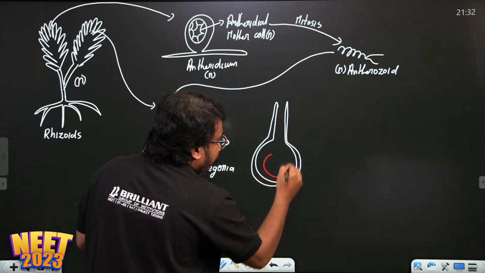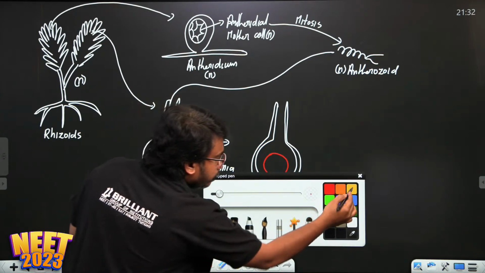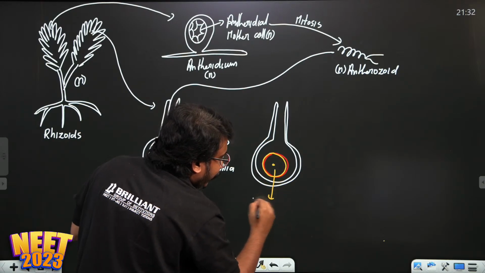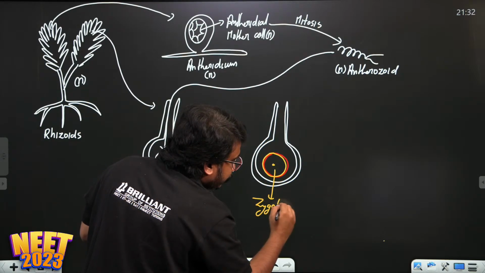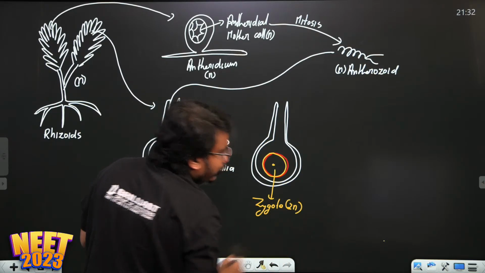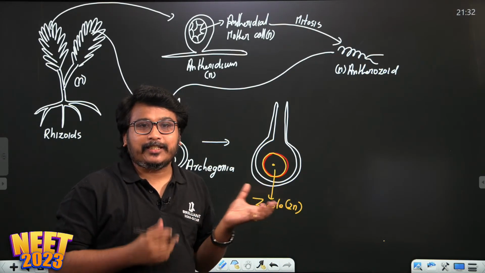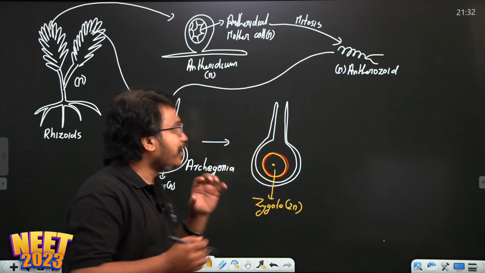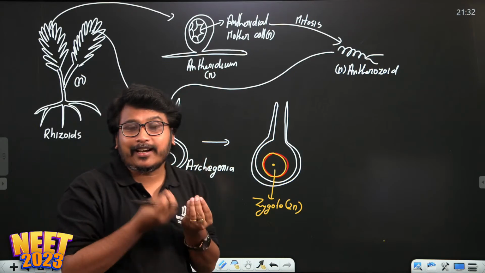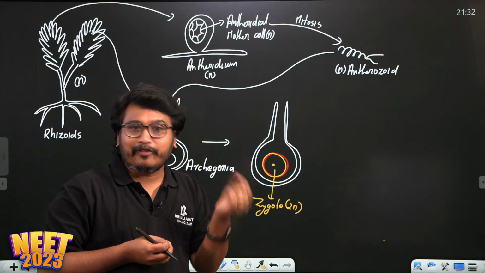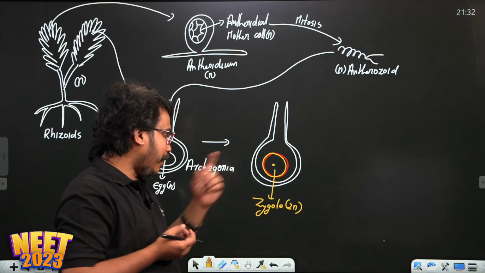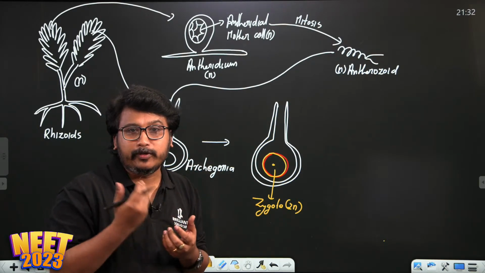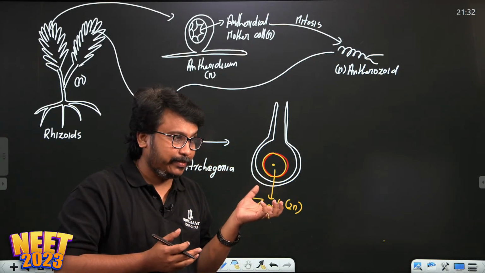So zygote represents a diploid cell. Zygote is diploid. So all the diploid structure which can later form the spore, that is called sporophyte. So whatever I have drawn in white color, it represents gametophyte generation. Whatever I am drawing in yellow color, that represents the spore producing generation, that is sporophyte.